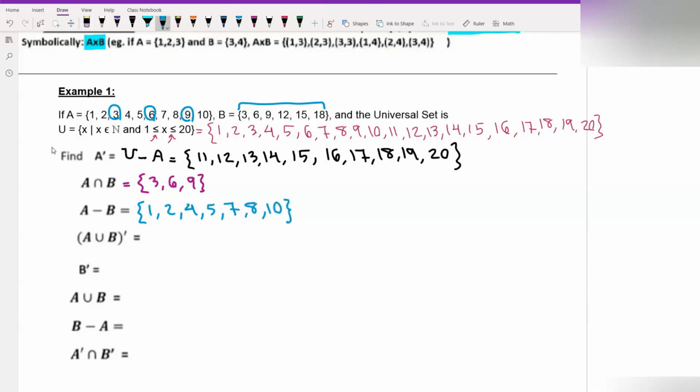Stop here. Some students write 12, 15, and 18. That is wrong. Because 12, 15, and 18 are not in A. We're not able to write them.